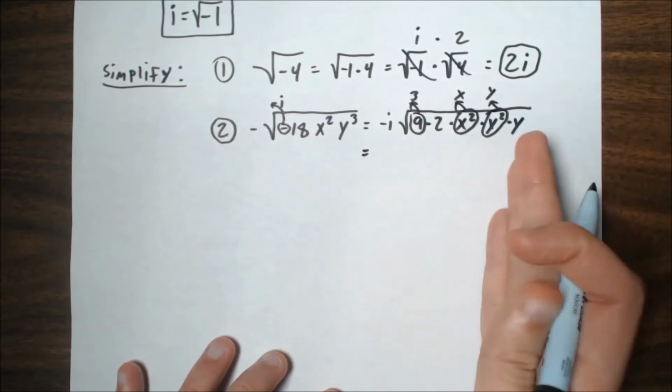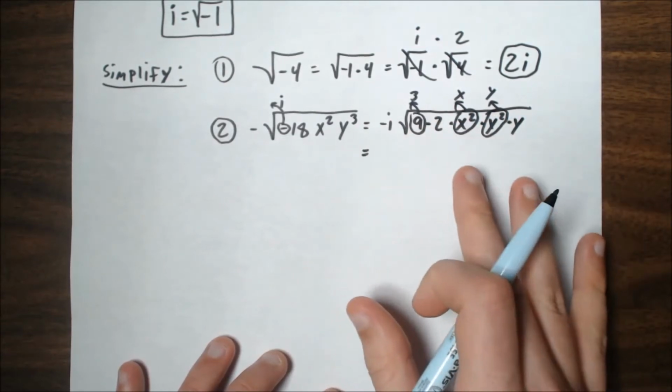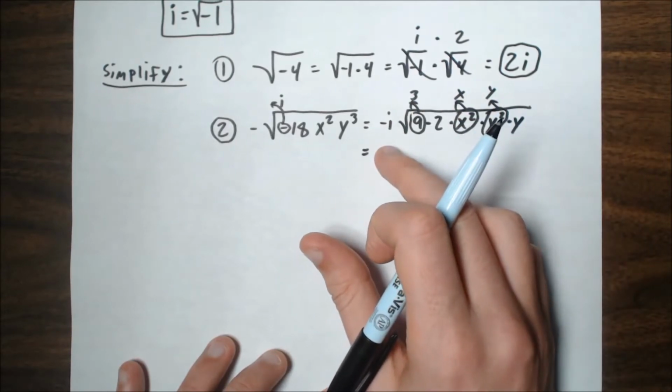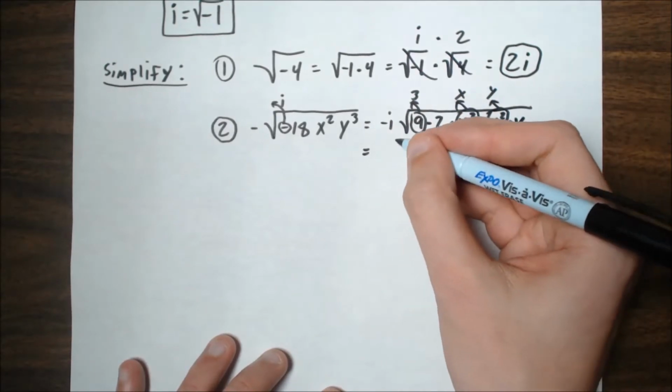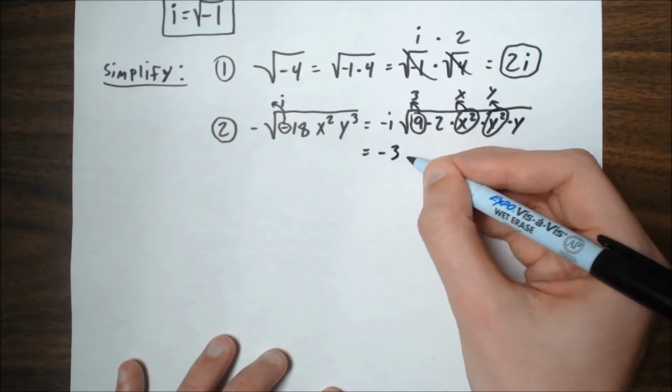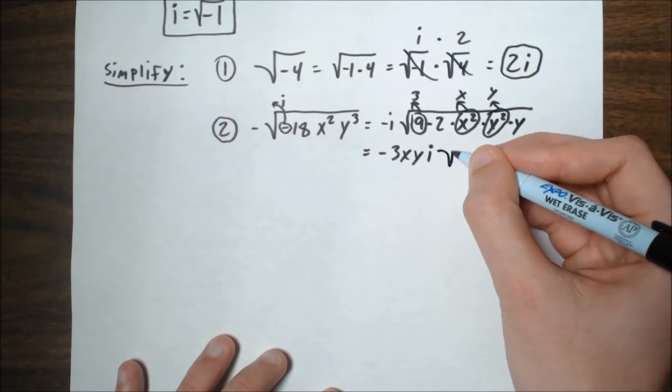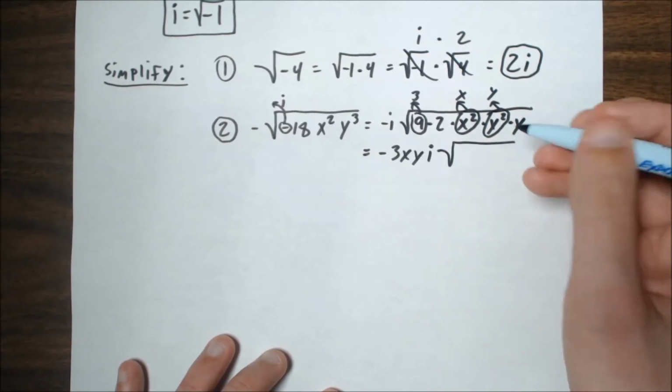Okay. Now I want to be deliberate about the order that I put these things in. You typically go number and then letter, and then you want to put i at the end. At least that's the way I like to do it. So I'm going to say negative 3xyi. And what's left behind is just a 2 and a y.